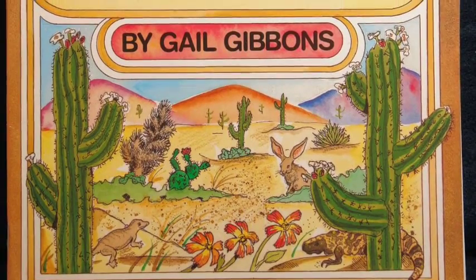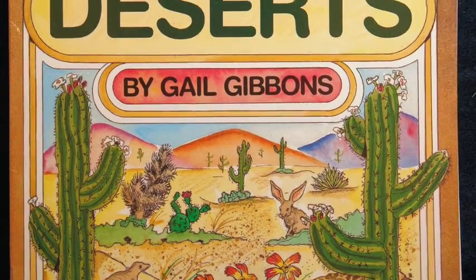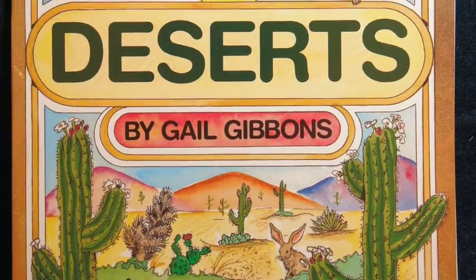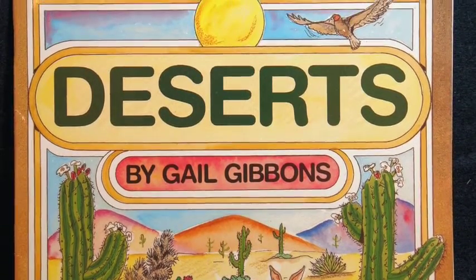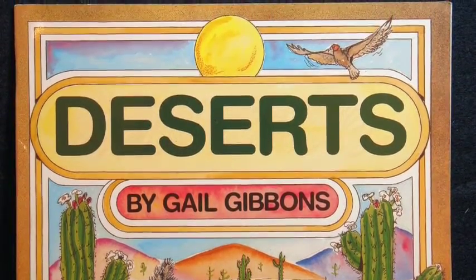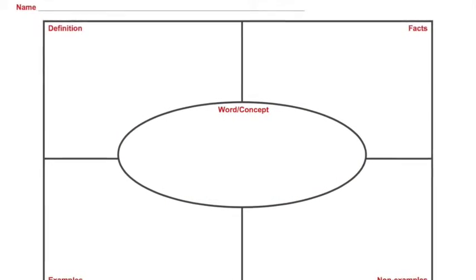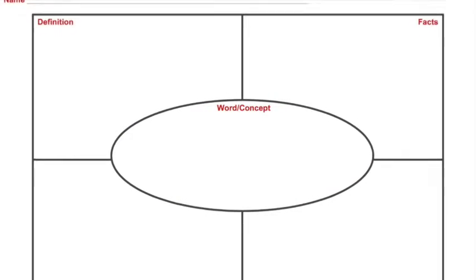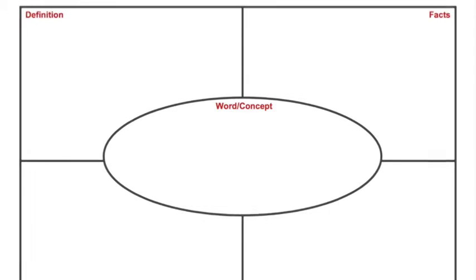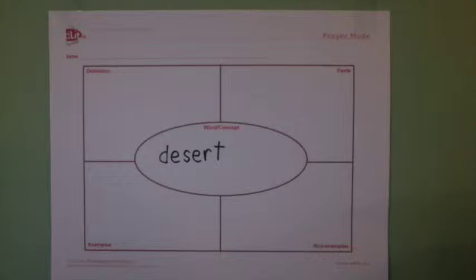Next, I would read students a short passage from a nonfiction text about deserts, such as Gail Gibbons' book, asking them to listen for characteristics of deserts, especially ones that were different from what we'd already discussed. After reading, I would display a Frayer model on the Elmo projector and ask for volunteers to provide the definition, facts, examples, and non-examples. So what is a desert?